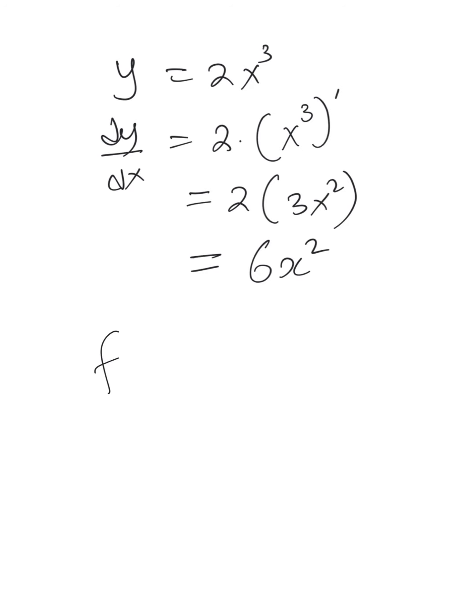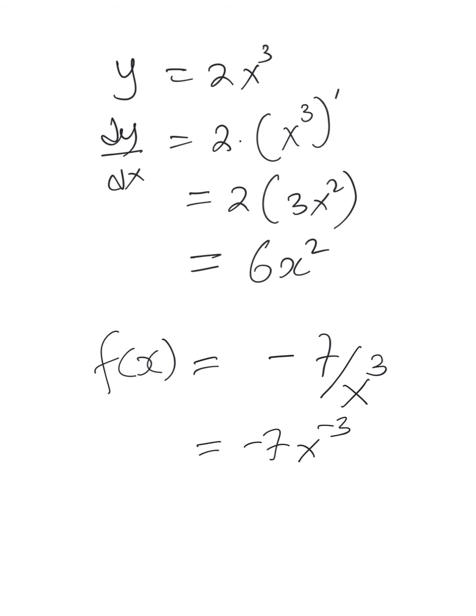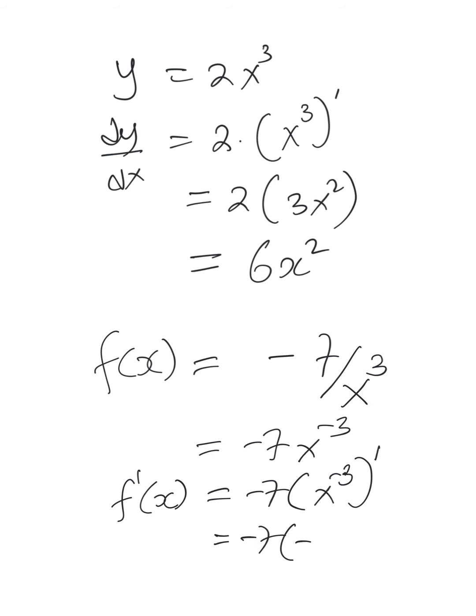If f of x is minus 7 out of x cubed, then this is going to be minus 7 x to the minus 3. And then the derivative is going to be minus 7 multiplied by the derivative of x to the minus 3. So what's the derivative of x to the minus 3? This is going to be minus 7 into minus 3 x to the minus 4, because minus 3 minus 1 is minus 4. So you get 21 x to the minus 4. And you are done.